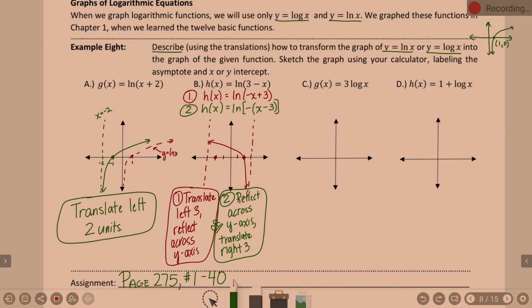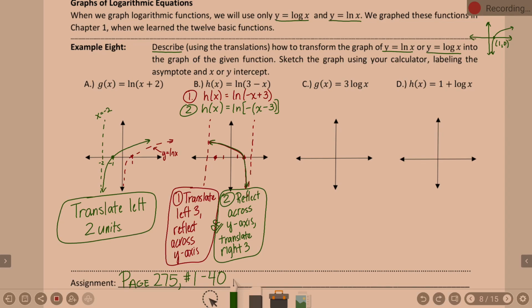If we reflect this across the y-axis, so keeping in mind your original problem, I'm not going to leave this on here, was this, right? Reflecting across the y-axis is going to make it like that. Moving it right 3 then takes that and puts it over here. Okay? So these are the difficult ones when you've got that negative in there. I get it. You have to be careful.